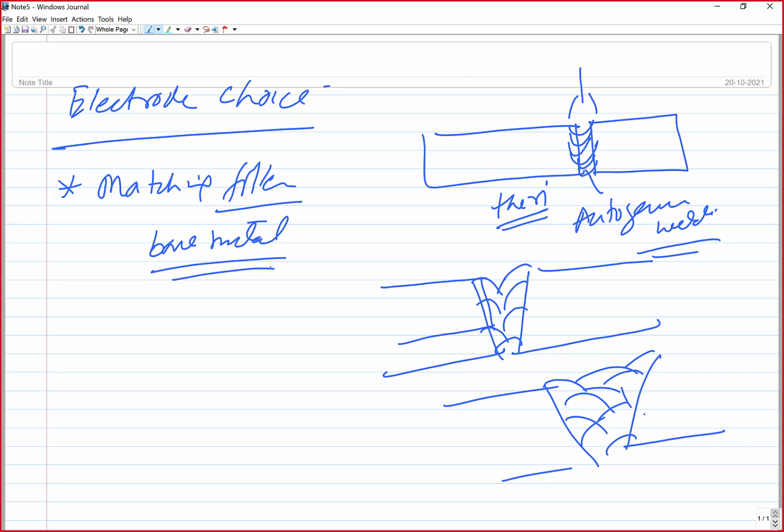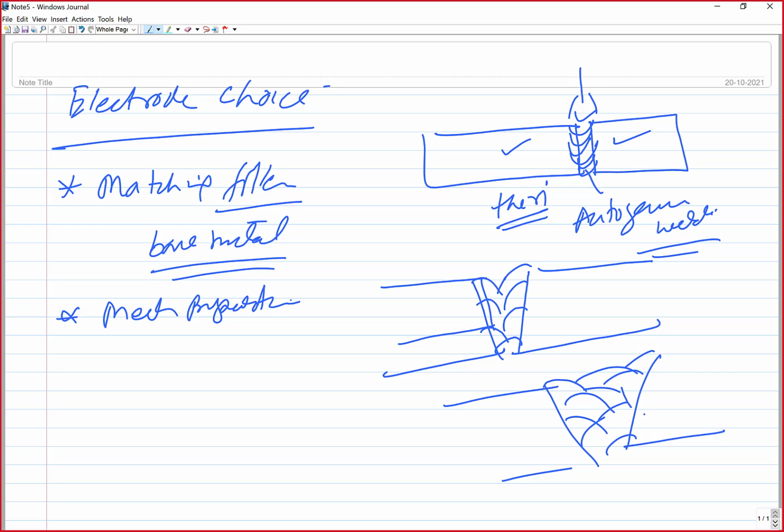Yeah, so this is the first parameter. The electrode selection primarily depends on certain factors. So one is to choose the matching filler so that your weld metal properties are almost similar to that of the base metal. That's one. The second is the mechanical property requirement.